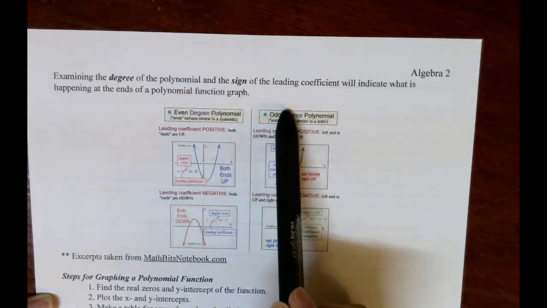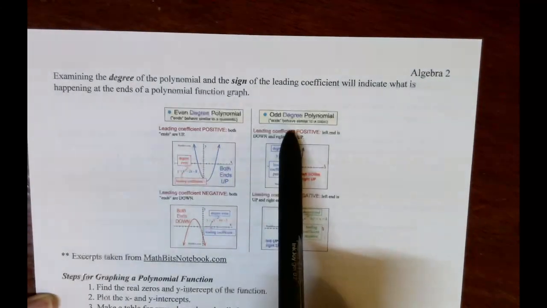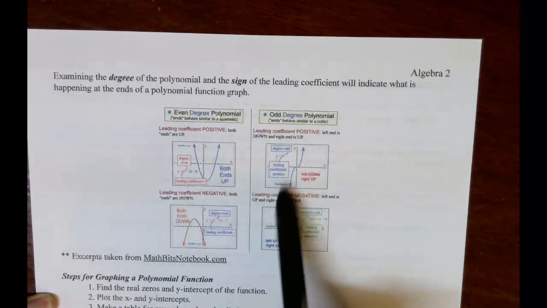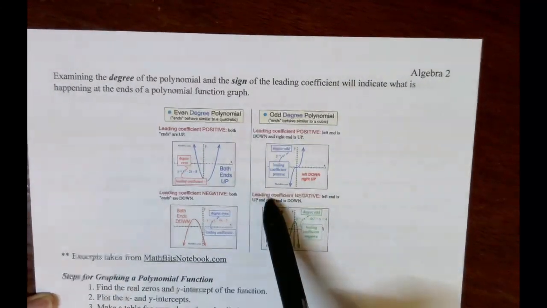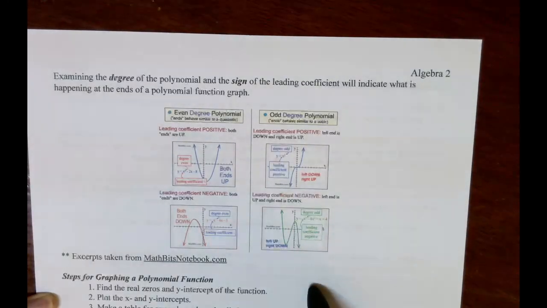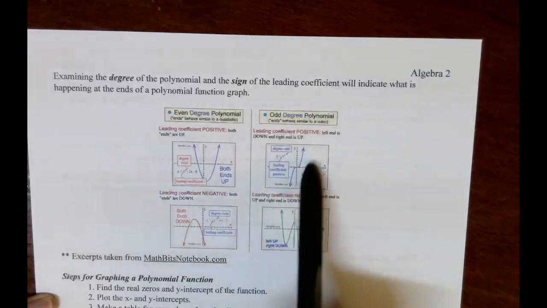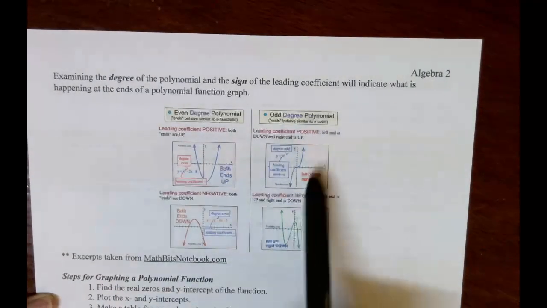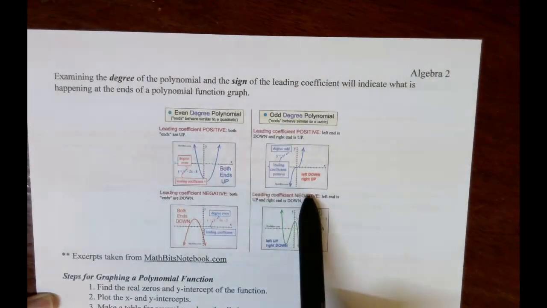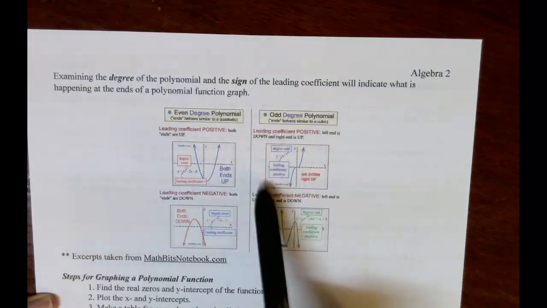Different from our odd degree polynomial where they're going to be opposite. One's going to go up, the other one's going to go down. If the leading coefficient is positive, then it's the right one that goes up. If the leading coefficient is negative, then it's the left one that goes up.